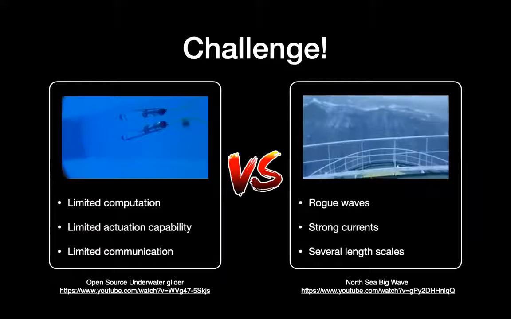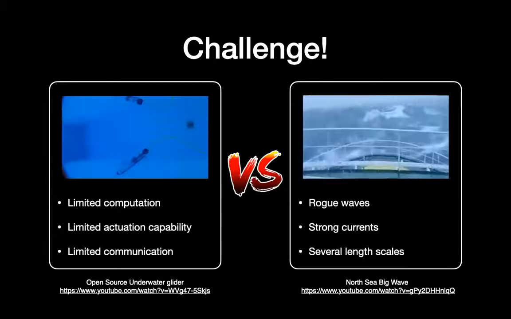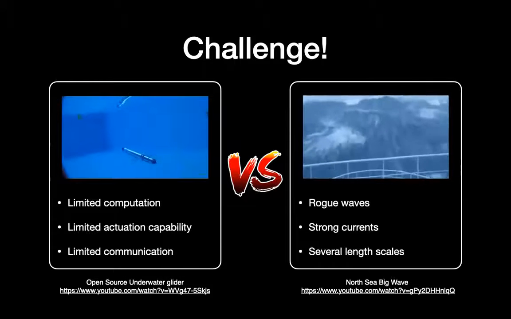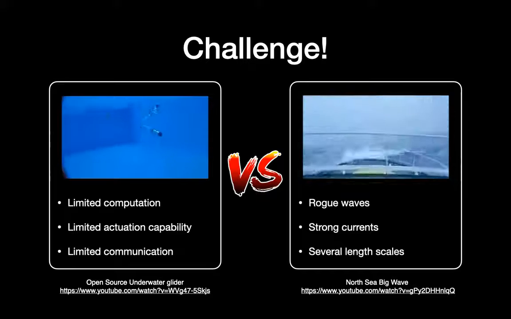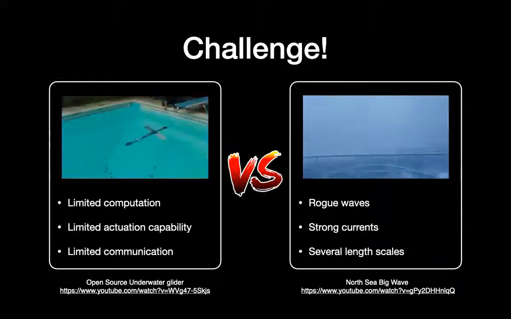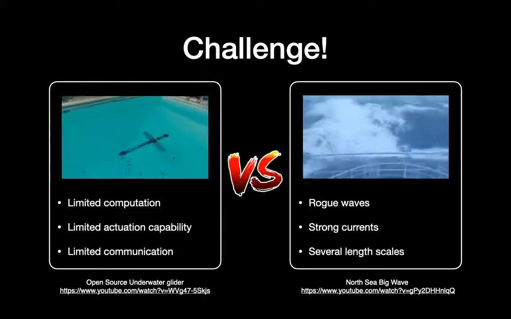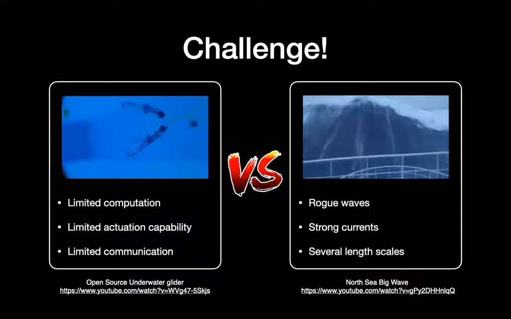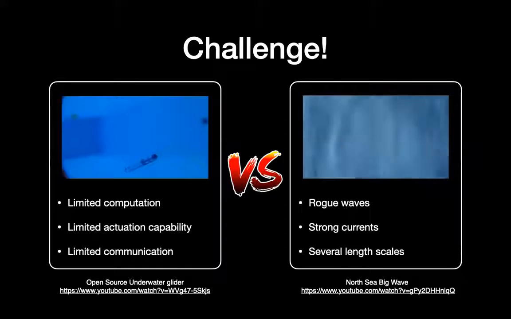A key challenge in general is that a lot of the autonomous vehicles that we have have limited computation capabilities on board, limited actuation, and limited ability to communicate. They have to come up to the surface to be able to exchange any information. And the ocean is this rough, chaotic environment with rogue waves and really strong currents. What I really want to emphasize here is that you are often not able to override the currents. The ocean currents often will drag you along wherever it takes you.